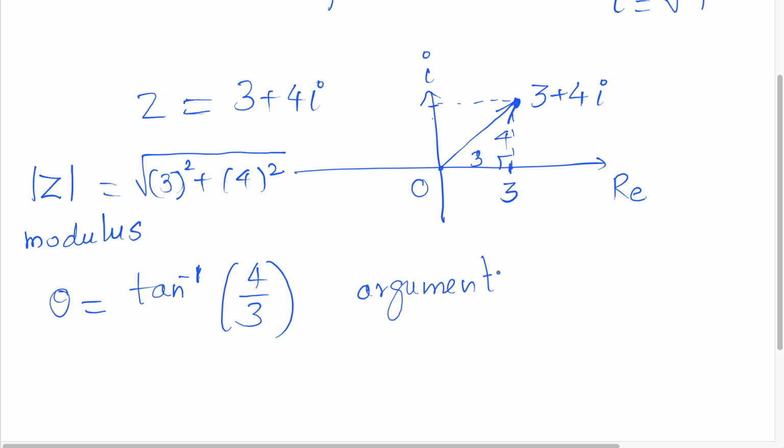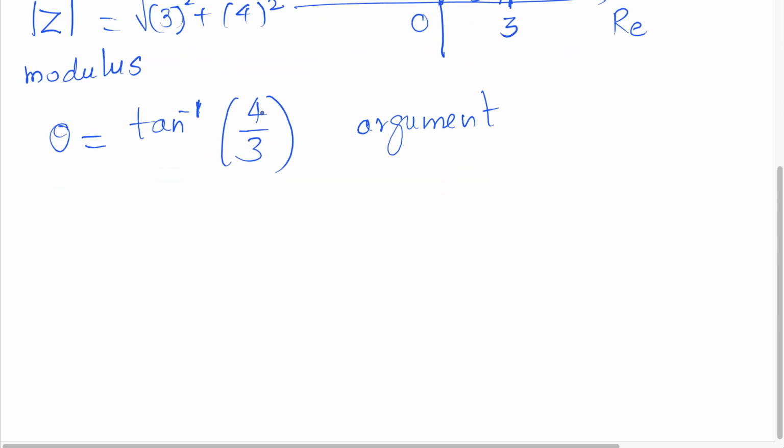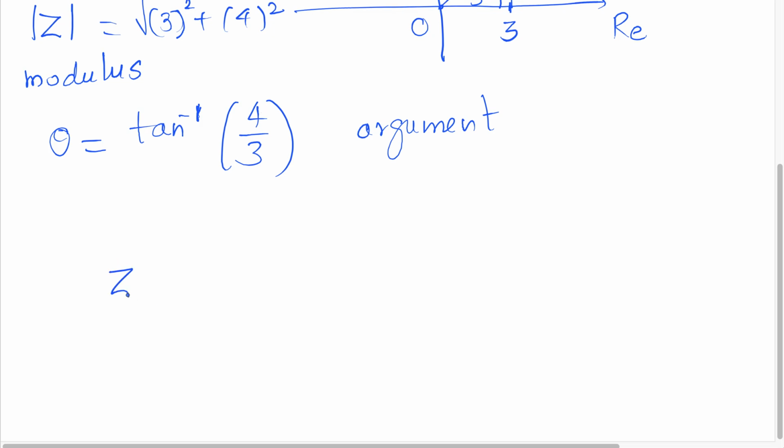So while we are representing it using the Cartesian form in the complex plane, we also need to know that these are important parameters associated with it. Similarly, let's take an example of a complex number z2, which is minus 5 minus 2i. There is a negative real part and a negative imaginary part.